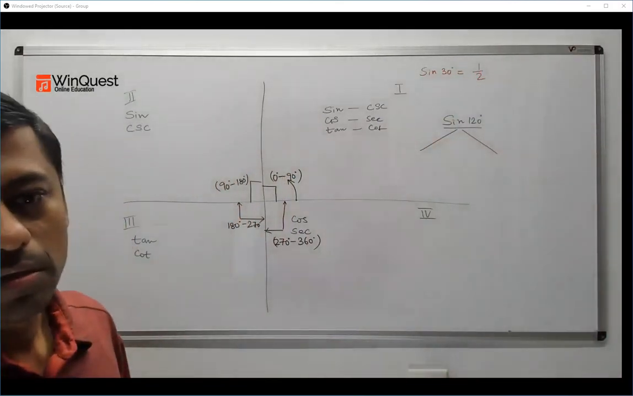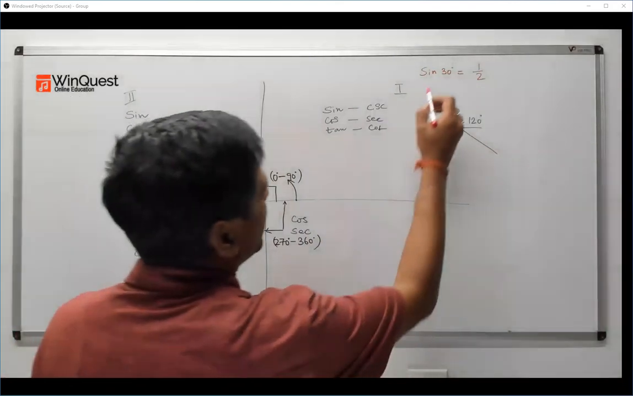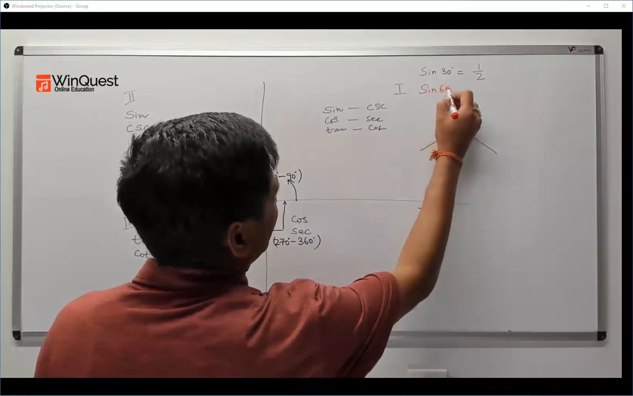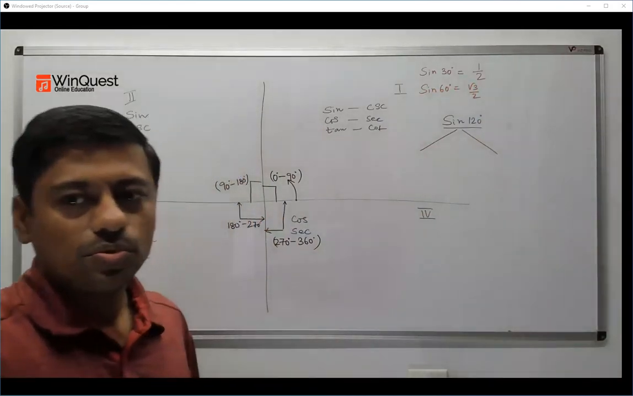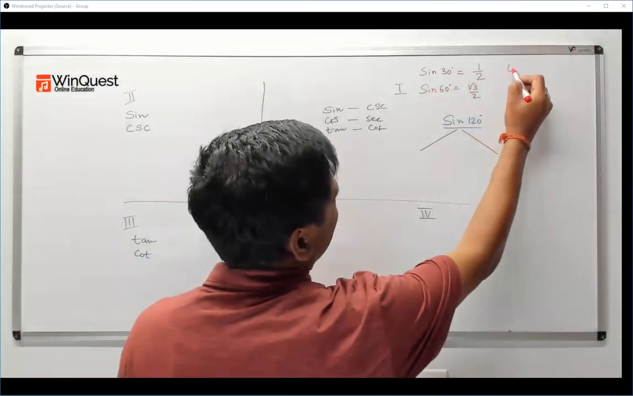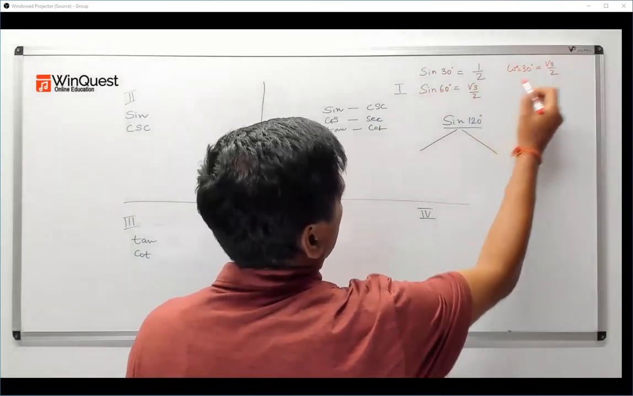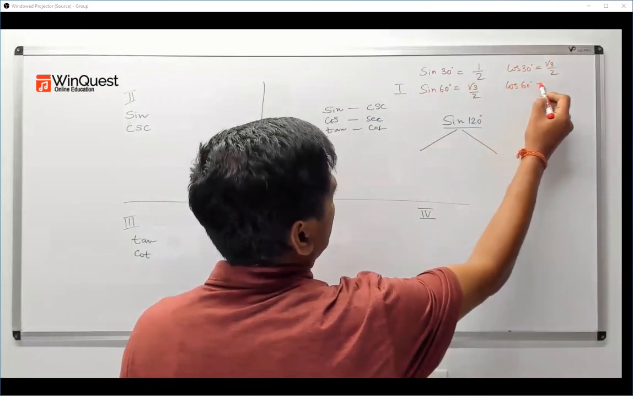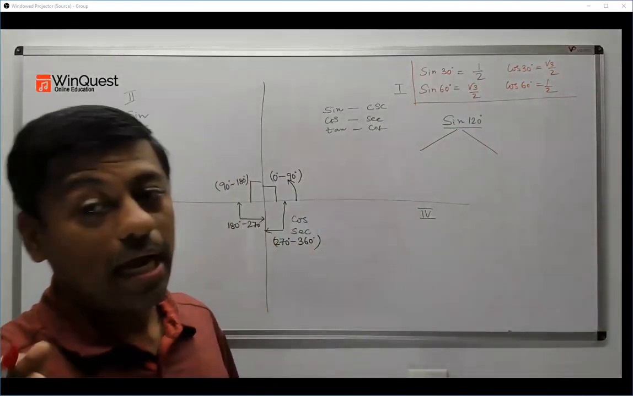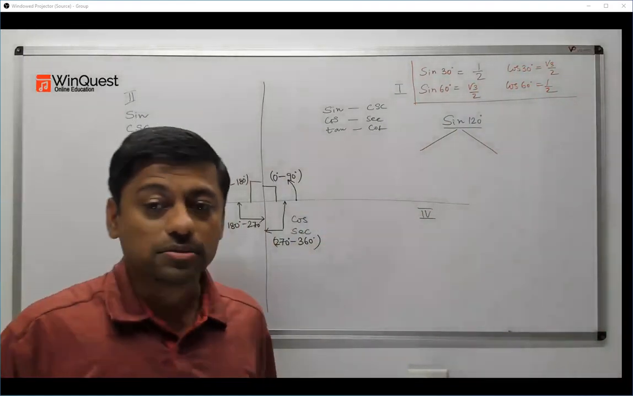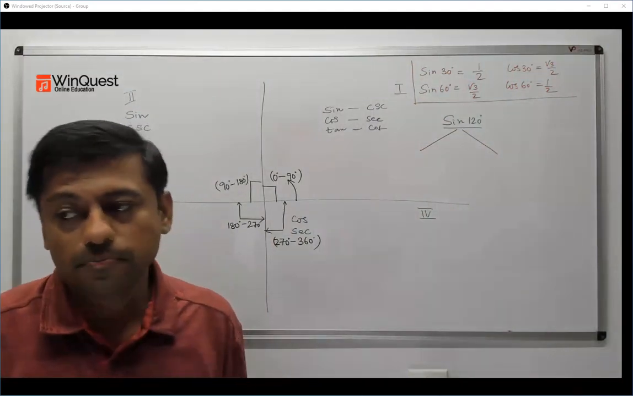Okay. Other than that, do we know what is sine of 60 degree? Yes, root 3 by 2. Do we know what is cos of 30 degree? Yes, that is equal to root 3 by 2. What is cos of 60 degree? Equal to half. Okay, I know, but I can't remember more than this. What is sine of 120 degree? Who remembers that? I don't know.